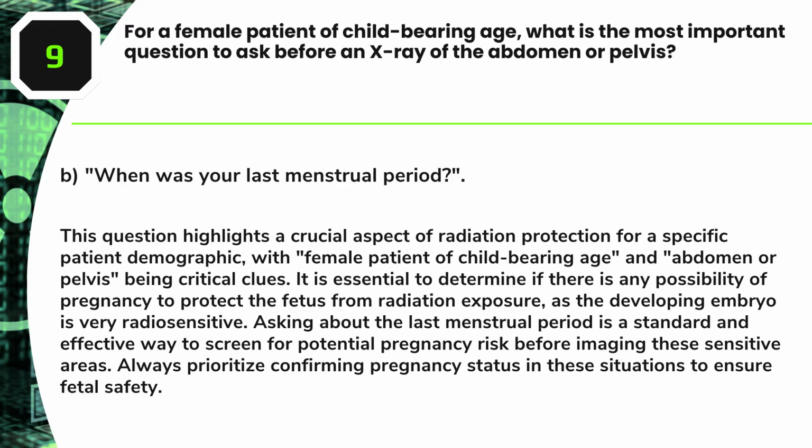Answer B. When was your last menstrual period? This question highlights a crucial aspect of radiation protection for a specific patient demographic, with female patient of childbearing age and abdomen or pelvis being critical clues. It is essential to determine if there is any possibility of pregnancy to protect the fetus from radiation exposure, as the developing embryo is very radiosensitive. Asking about the last menstrual period is a standard and effective way to screen for potential pregnancy risk before imaging these sensitive areas. Always prioritize confirming pregnancy status in these situations to ensure fetal safety.